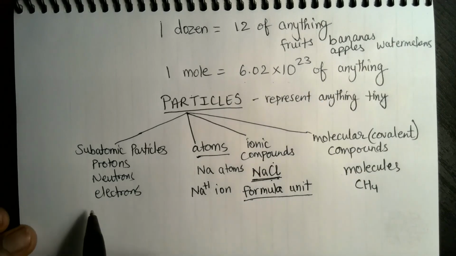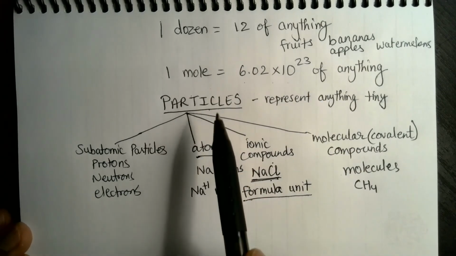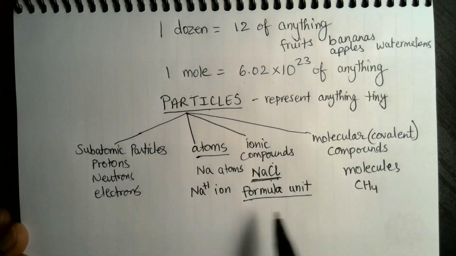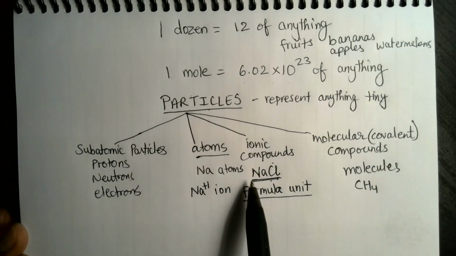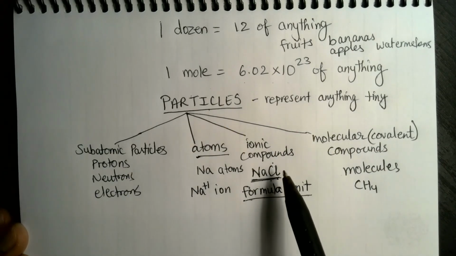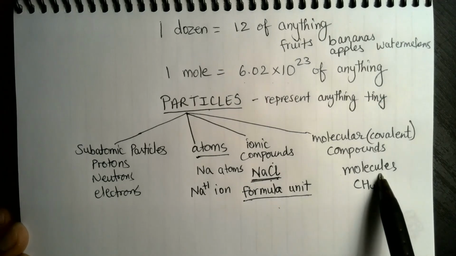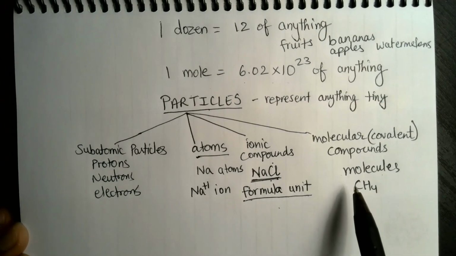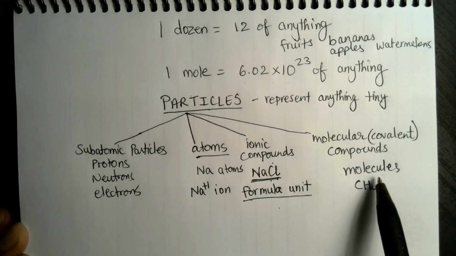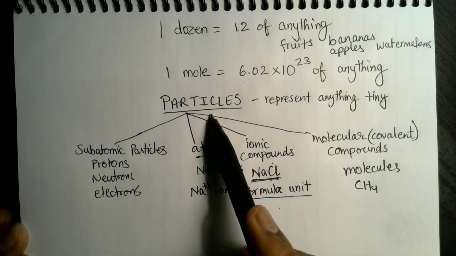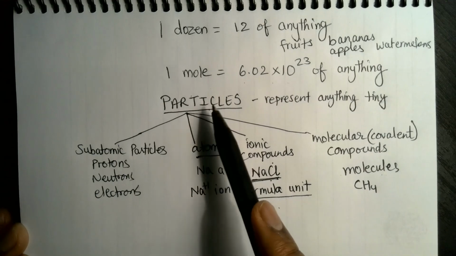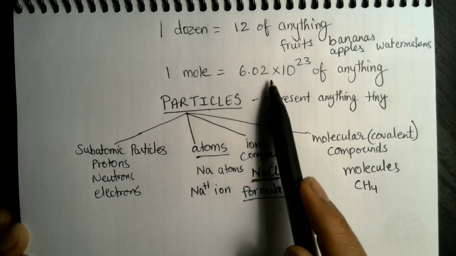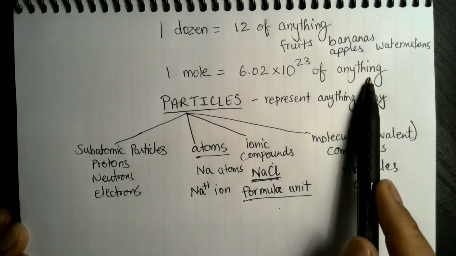So even though the word particles can be used as an umbrella term, when you get questions where you're asked how many atoms are there, or how many formula units are there, how many molecules are there, it can get confusing for some students when they don't realize that they're looking at just particles that can be represented as 1 mole being equal to 6.02 times 10 to the power 23 of anything.